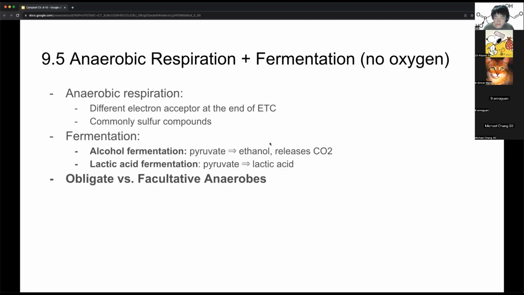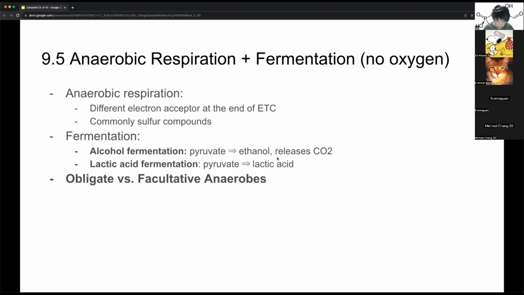You will die. Anyways, and then also lactic acid fermentation. You have pyruvate, and there's no middle product here. It's just pyruvate, then NAD plus regeneration, and it goes into lactate, lactic acid.